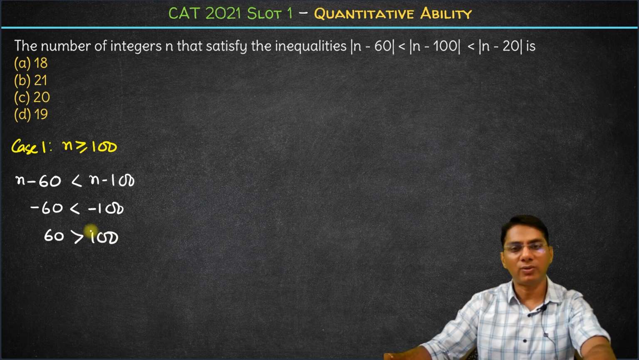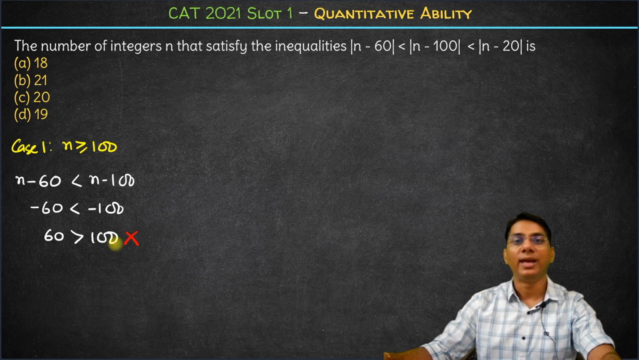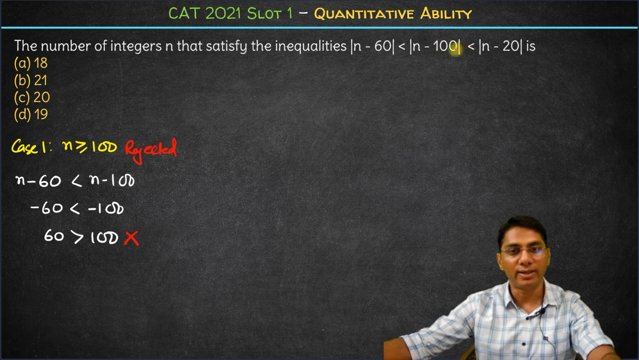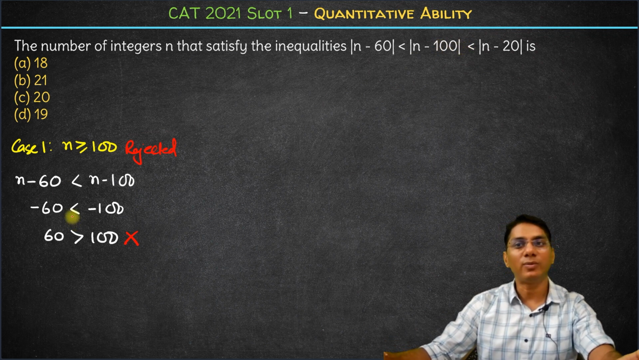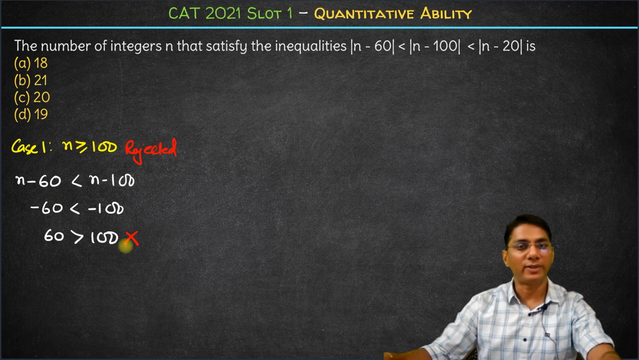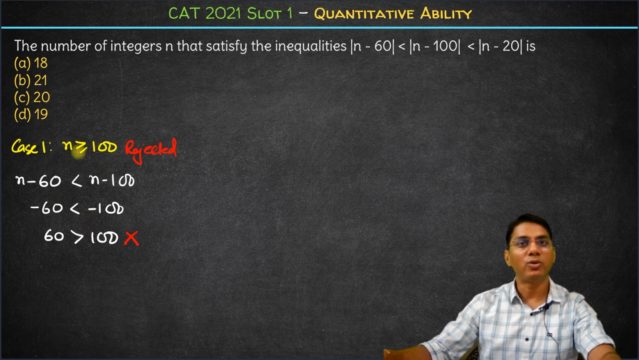Now obviously this is not true. 60 is never greater than 100. Hence this case is rejected. This is never true. No need to even check for the other inequality. This itself is not possible, hence no need to check. So there is no value of n for which this is possible. Hence we will get no solution from here.